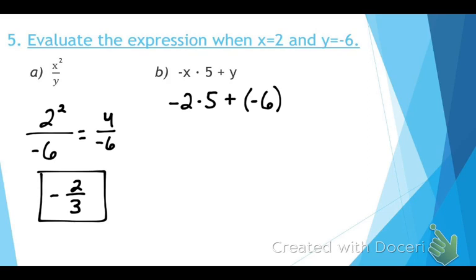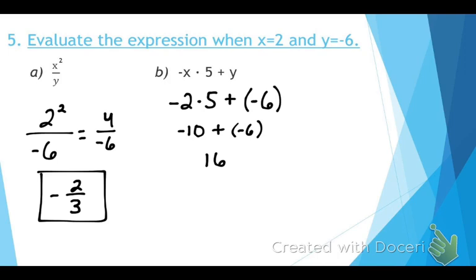As you look at this, we've plugged it all in. What do I do first? The multiply right here, parentheses. Is there any work to do inside my parentheses? Nope. So negative 2 times 5 is negative 10 plus a negative 6, which is 16 positive. Why is it 16 positive? 2 negatives equals a positive when you multiply or divide.